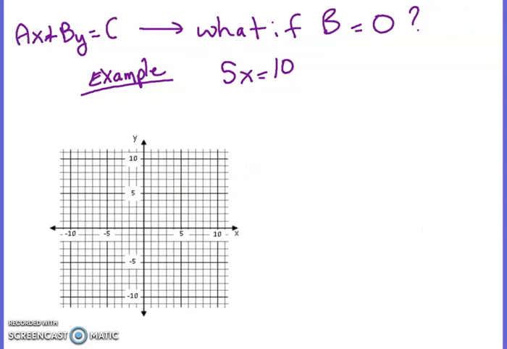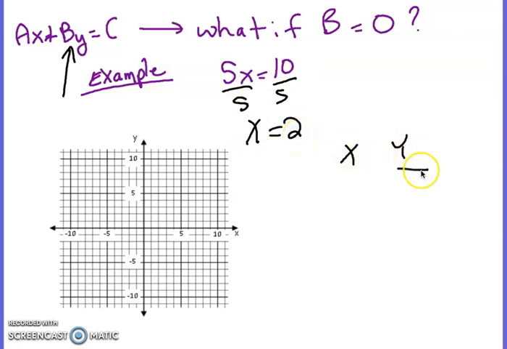Well, what if the b is 0? So what if this is actually gone, and you just have this. If I ask you to graph this, you just divide both sides by 5, x equals 2. So again, think of the xy chart. x is going to be 2, and it doesn't make a difference what the y is.